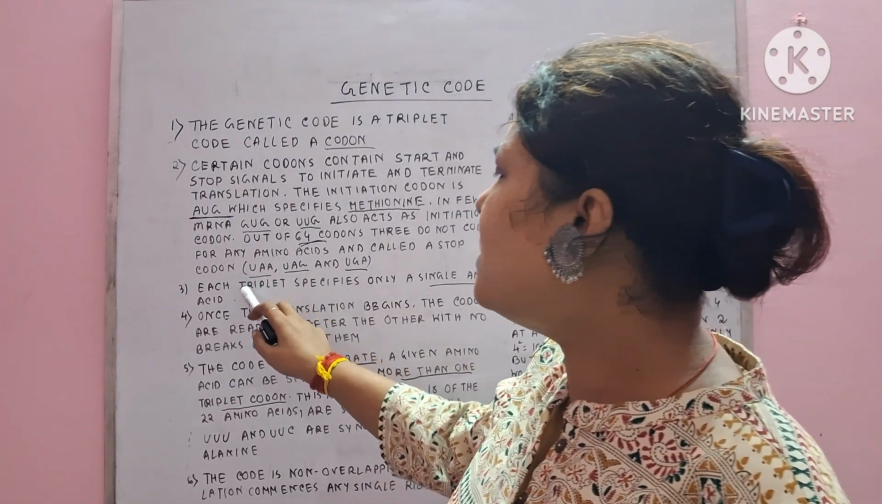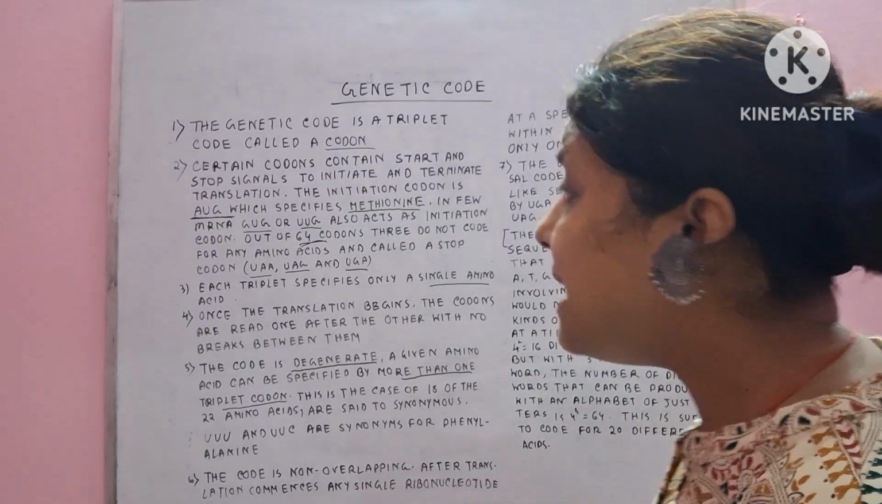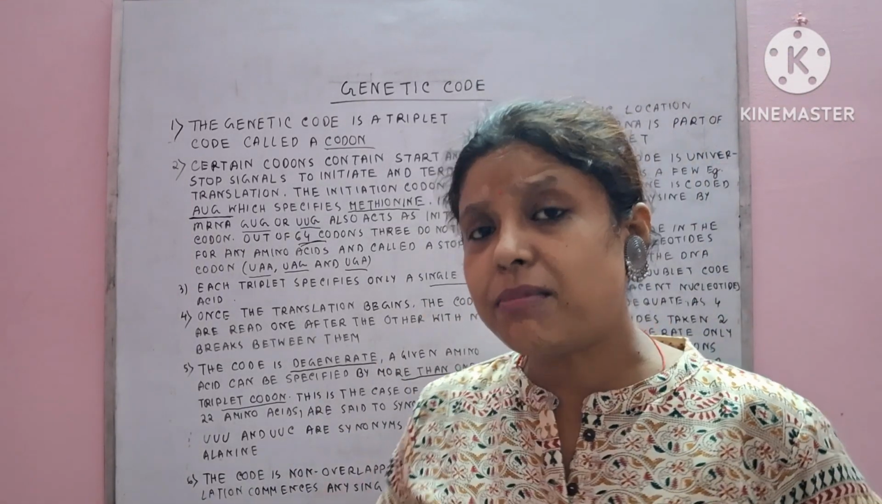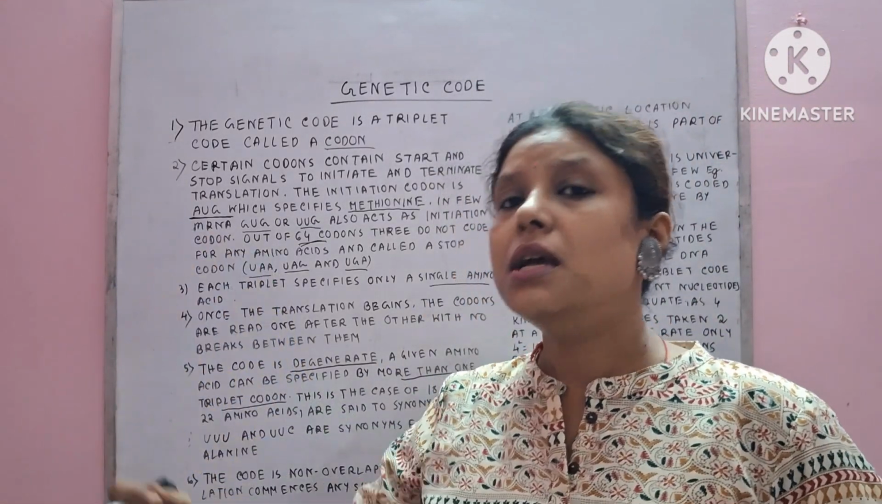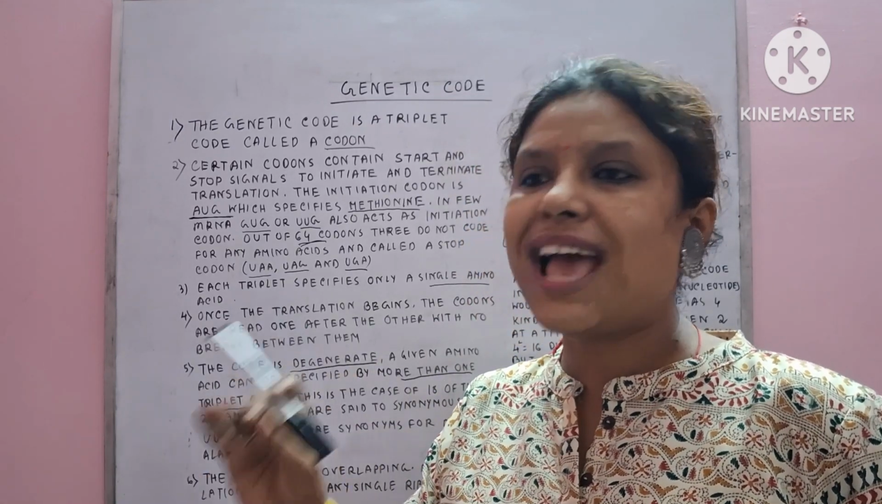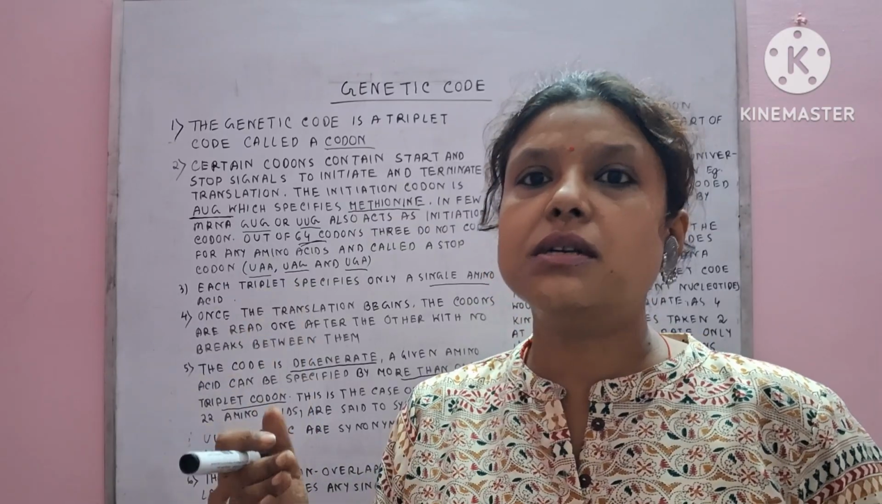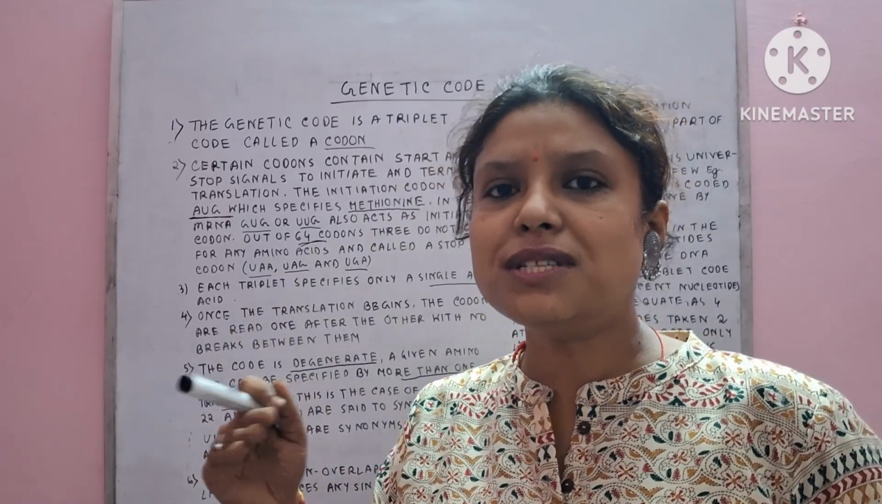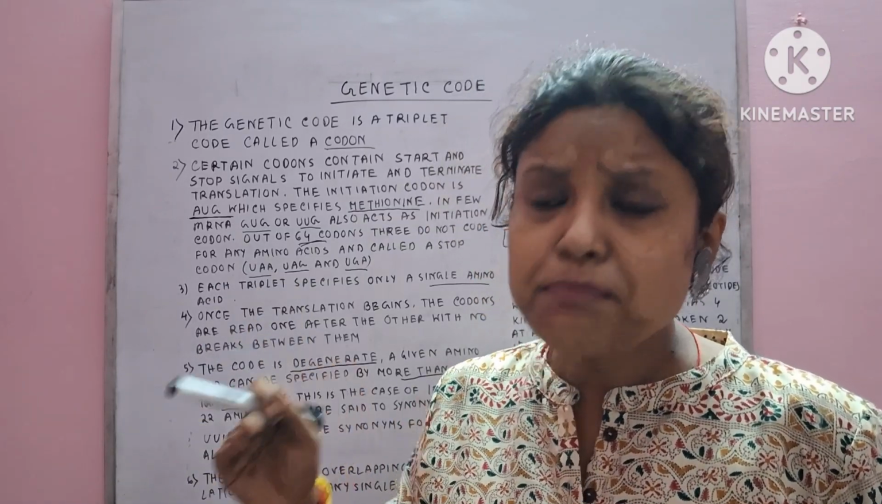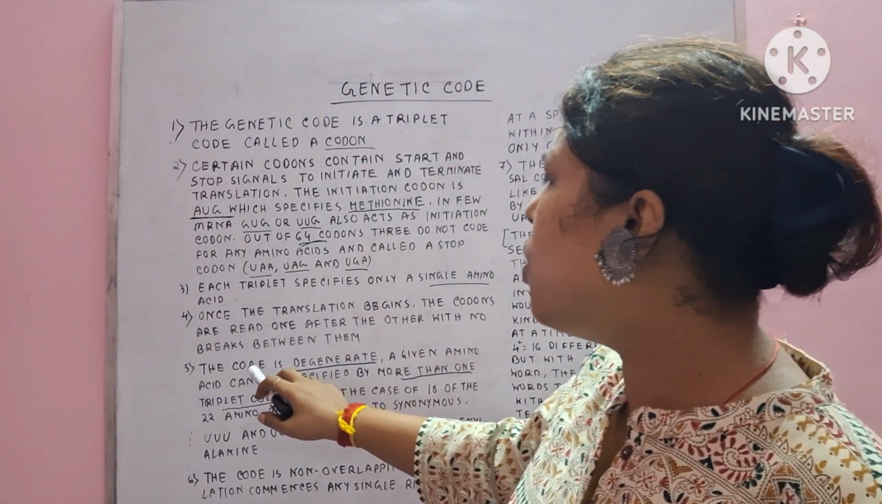Generally one triplet codon specifies one single amino acid. If the translation process is continuing, the codons come continuously, so the codon has no commas. Because the translation process is continuous, they are passed continuously for binding the amino acids, and the code is degenerate.